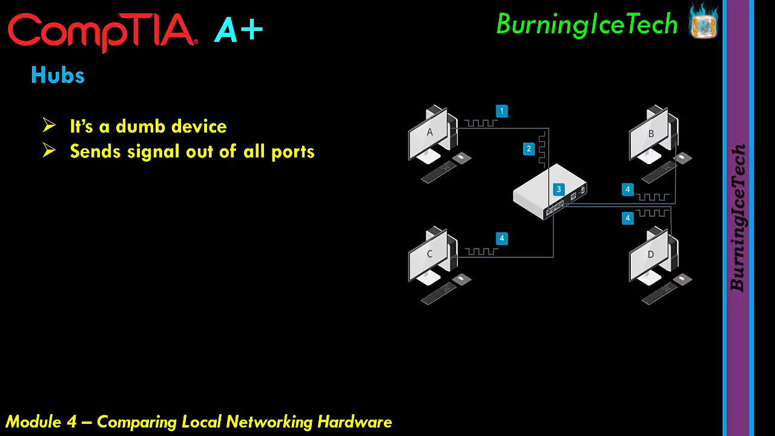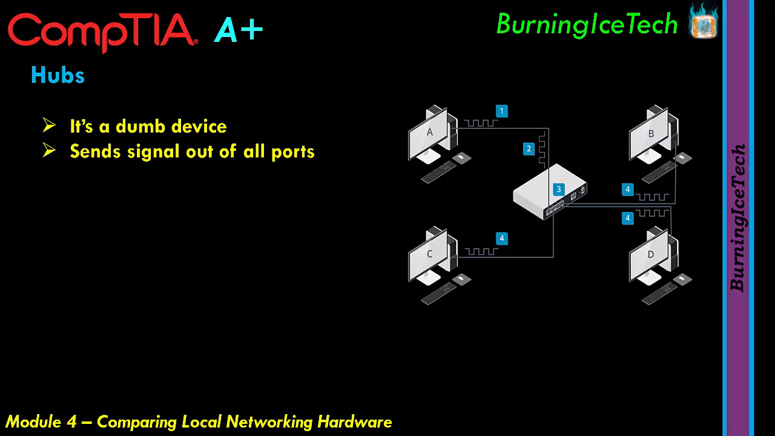A switch does the exact opposite. So a switch, which we're still getting to, but I'm kind of jumping the gun here, would not do that. If PC A sends some communication to PC C there, only the intended recipient would get that communication. So a hub is a dumb device, a switch is not a dumb device.